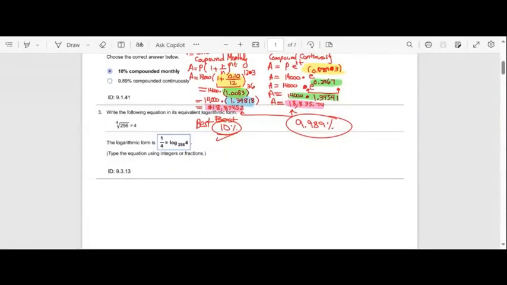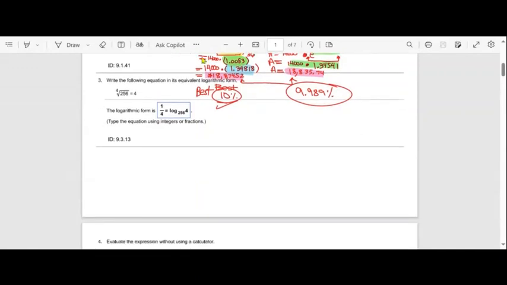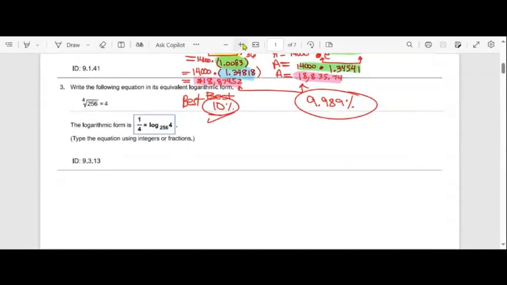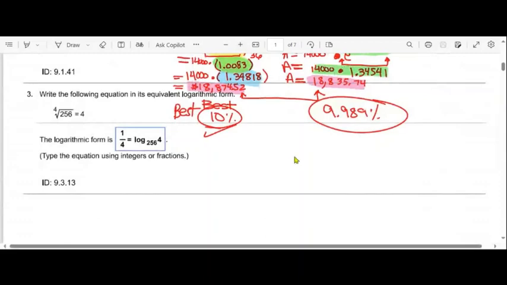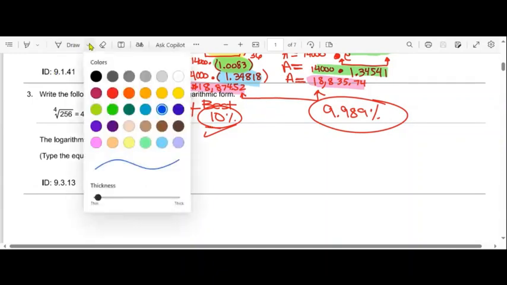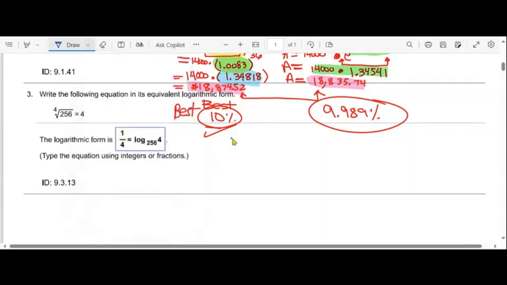Second question, question number 3. Write the following equation in equivalent logarithmic form: the fourth root of 256 equals 4. So he wants you to convert it to logarithmic form. Let me write it down first, and then we'll solve it together.